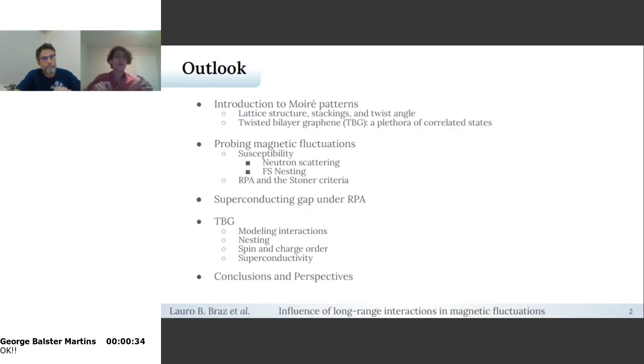Finally, I will present what the RPA approximation is and how it is connected to a concept called the Stoner criterion. Under the RPA approximation, I will show you some results for the calculation of the superconducting gap, and start to apply all this theory to the twisted bilayer graphene system, where I would like to discuss with you some possible non-interacting models and also some results for the superconducting ground state phase space for this material.